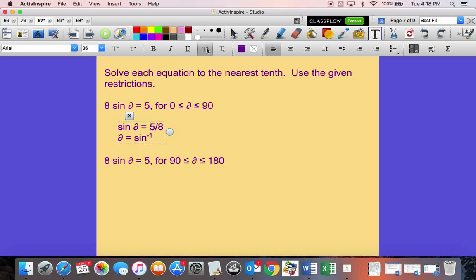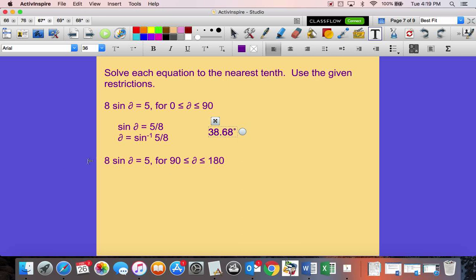All right, so then we can grab our calculator and type that in. Sine inverse of 5 over 8 would give us an answer of 38.68 degrees, which, as you can see our restrictions here, would be between 0 and 90, so that would be okay, that would work. All right, so there's our answer for that.